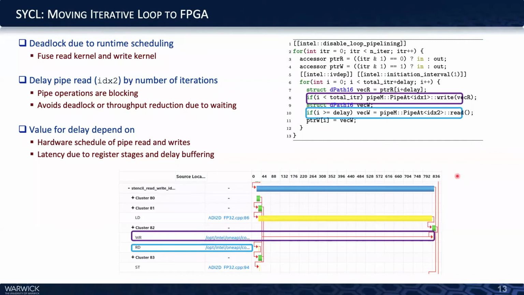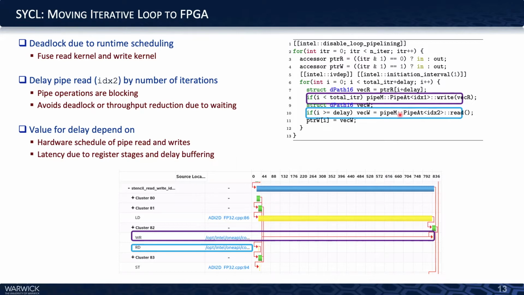The solution to avoid deadlock by runtime scheduling is to fuse the read kernel and write kernel. The following SYCL code segment shows the fused kernel. Here, the key part is delaying the pipe read, as in the blue box. This is because pipe operations are blocking operations. If data is not available at the time the pipe read is attempted, it could lead to deadlock or reduced throughput.